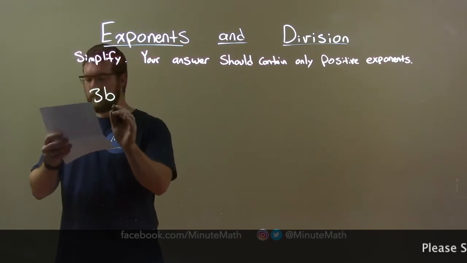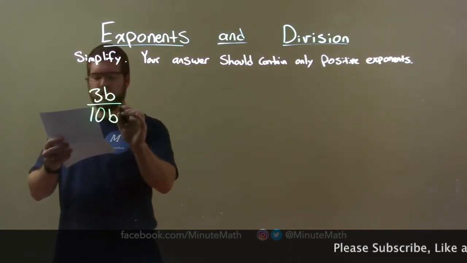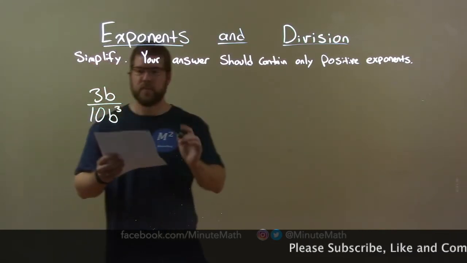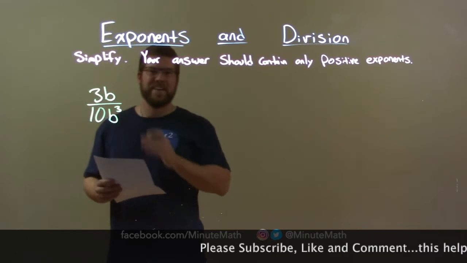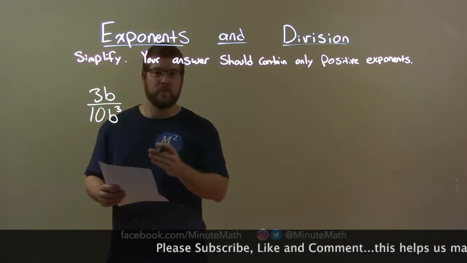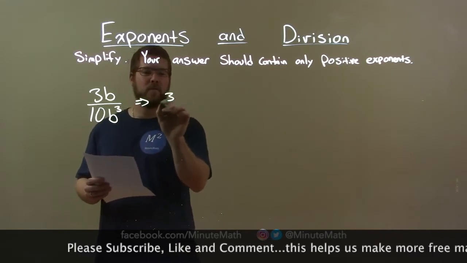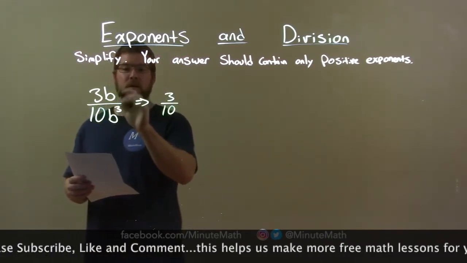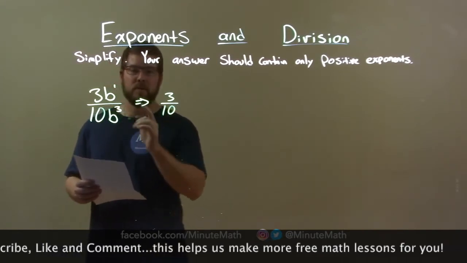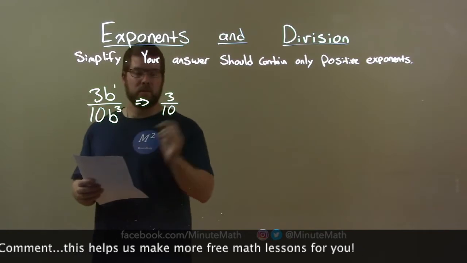3b over 10b to the 3rd power. Well, first thing, I look at the coefficients. These coefficients cannot be simplified anymore. 3 divided by 10. So we're going to keep that for the rest of the problem. Look at the variables now. We have b here, and we know that's to the 1st power when it's not written for the exponent. And it's being divided by b to the 3rd power.